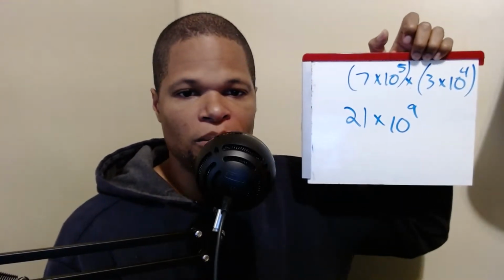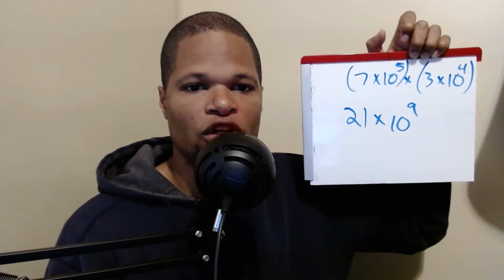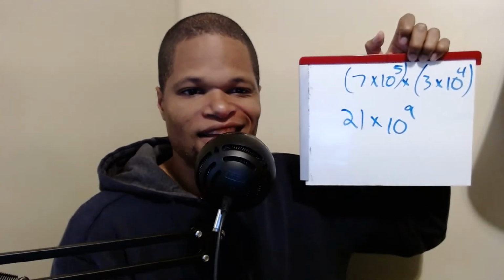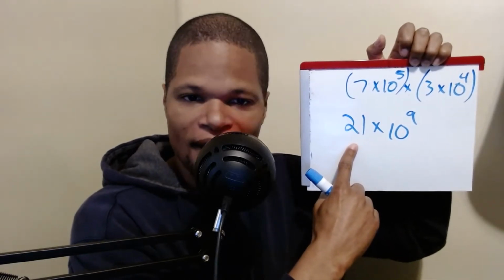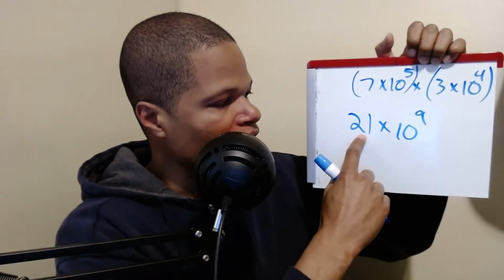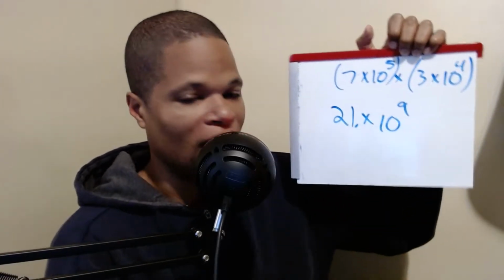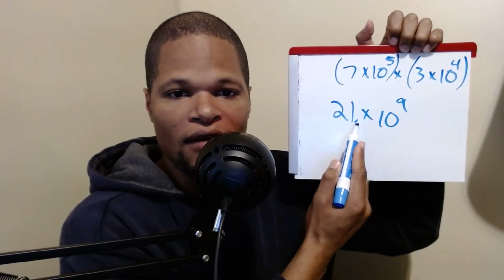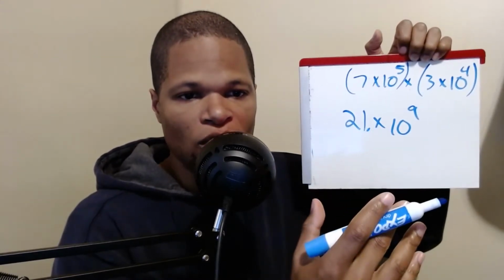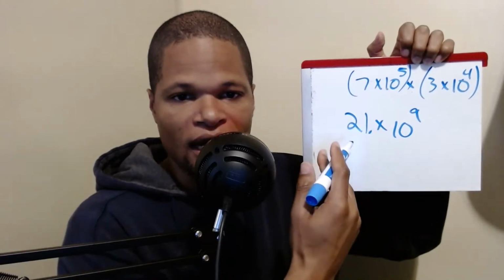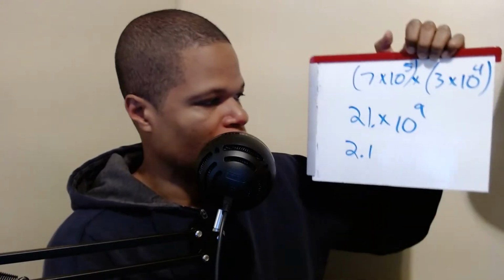And a lot of people are going to be tempted to think that this is in proper scientific notation form, but it is not. Why? Because technically, even though you don't see it, 21 means that it's 21.0, right? The decimal would be on the right of the 1. For it to be in scientific notation, the decimal would have to be on the other side, between the 2 and the 1.